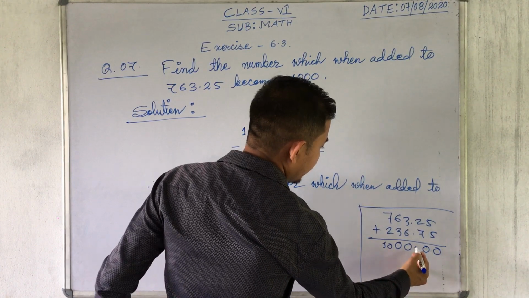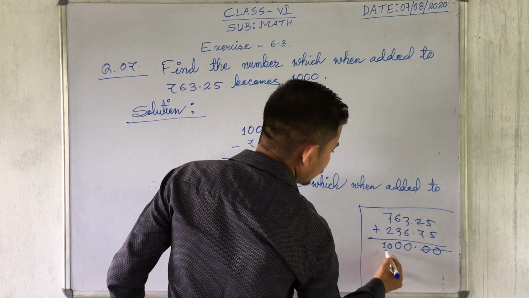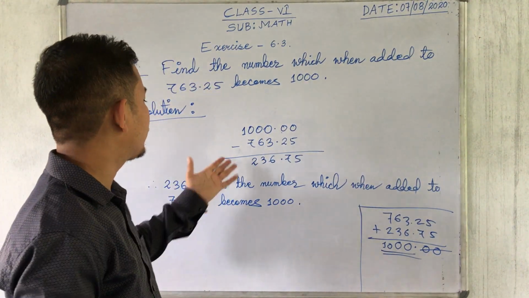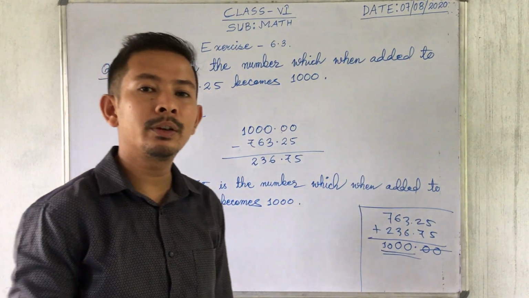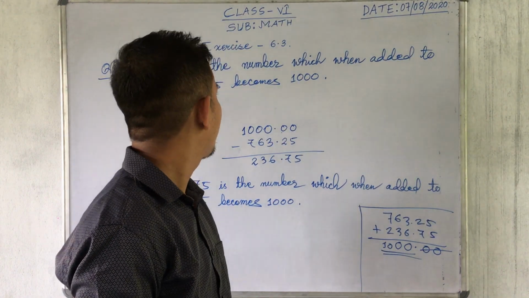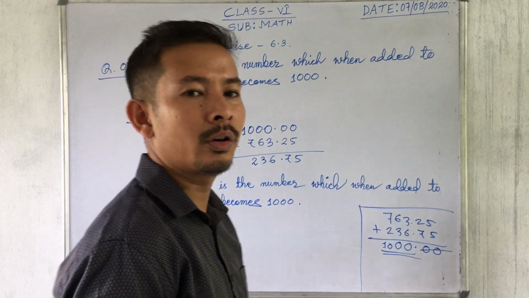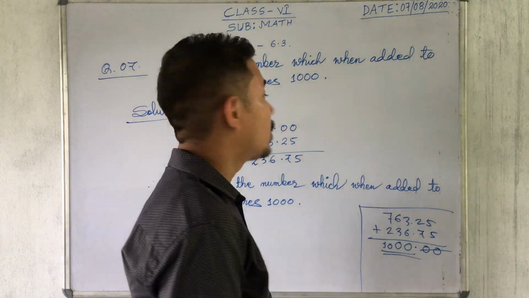One thing you must remember: behind the decimal point, if there is 0, no need to write. So, what we have got? 1000 simply. So, we have to add this 236.75 with 763.25 to get. Okay. So, this is question number 7.